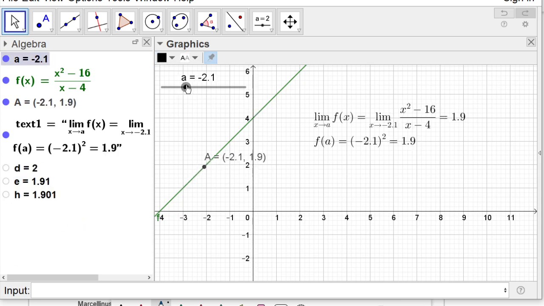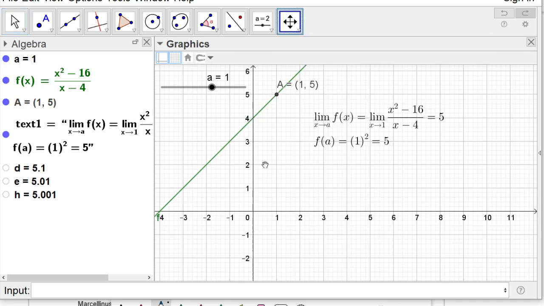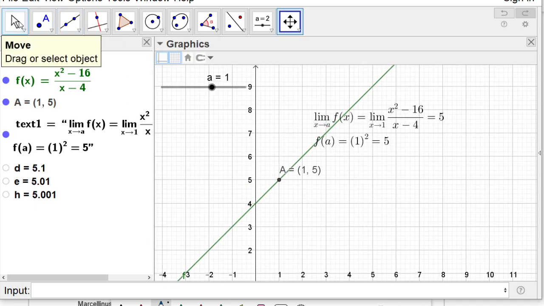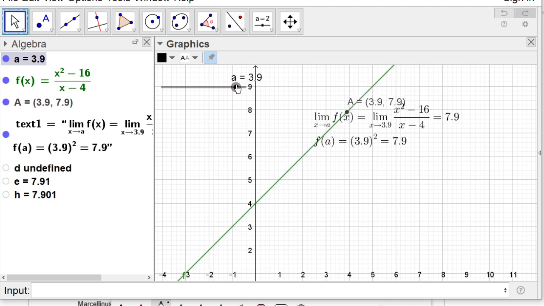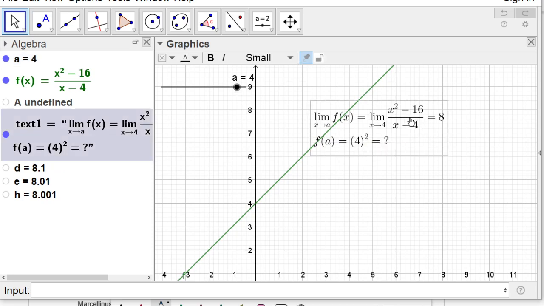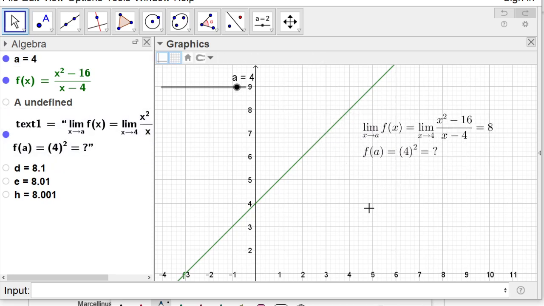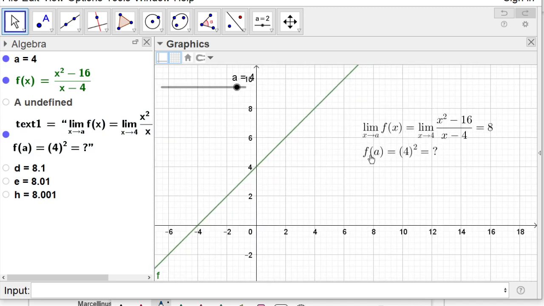Okay, so it's asking us to investigate what's going on in this function when x is 4. So let's put x as 4. Now we claimed that the answer should be 8. And you can see that the function does not exist when x is 4, because there's a hole, right? The function does not exist, but the limit does exist.